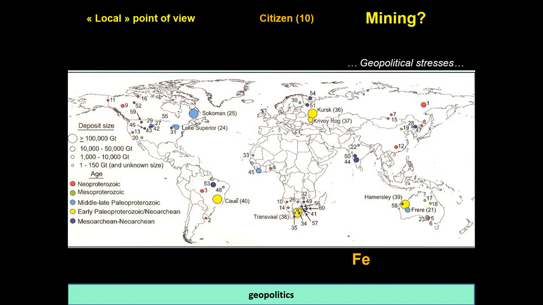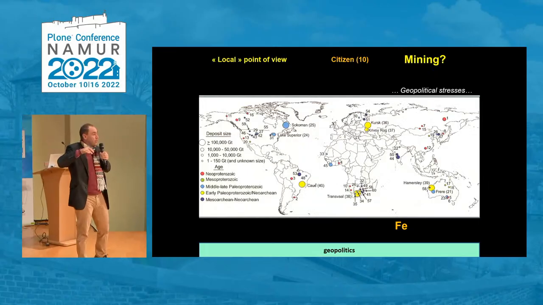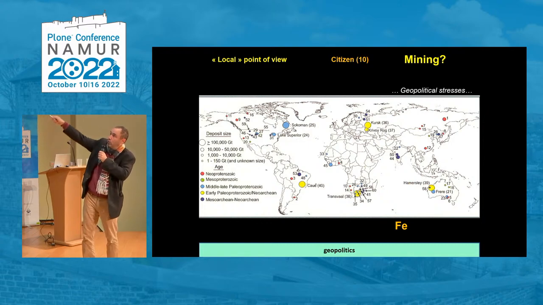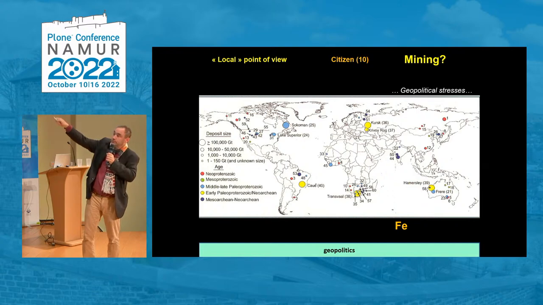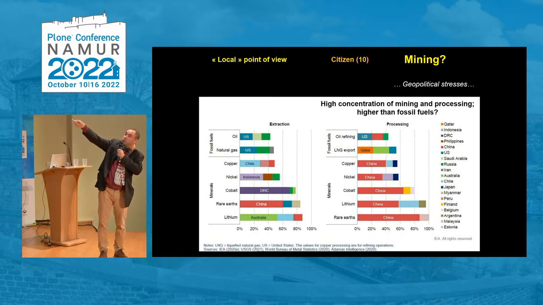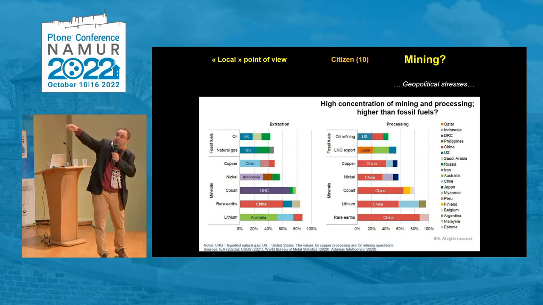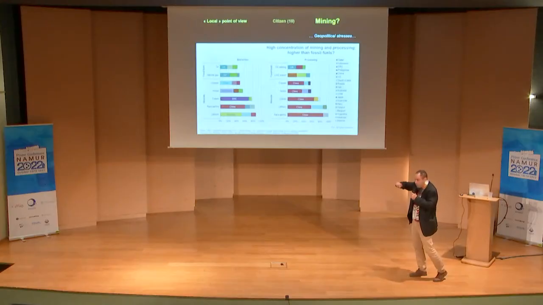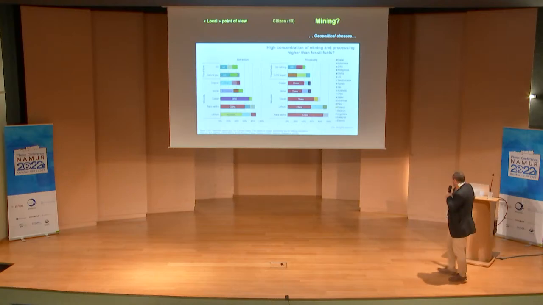It is a geopolitical stress. This is well known from February this year. You can see that the eighth producer of iron of the world was Ukraine. China is the main country processing the ore, and some countries are the leaders for the extraction of these ores. Not at all the European Union, of course.